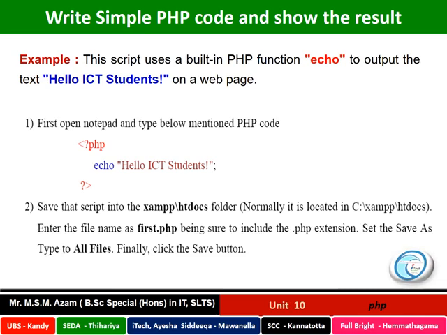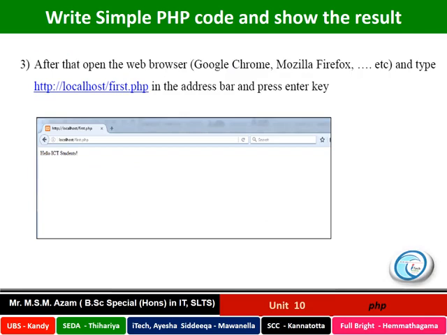So I am going to save that file as first.php. Then click on the save button. After that, you have to open the web browser, for example, Google Chrome or Mozilla Firefox, and type http://localhost/first.php in the address bar and press the enter key.